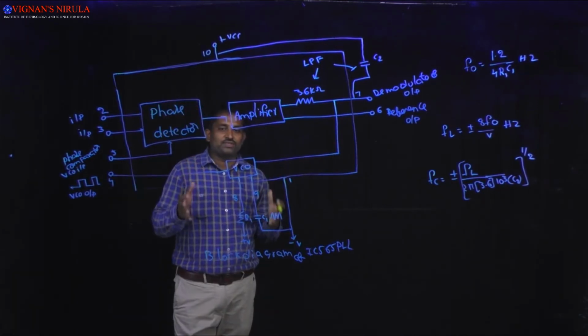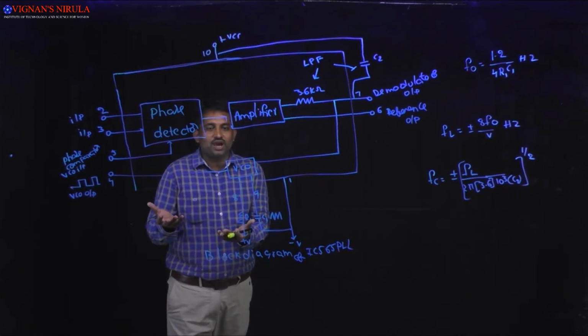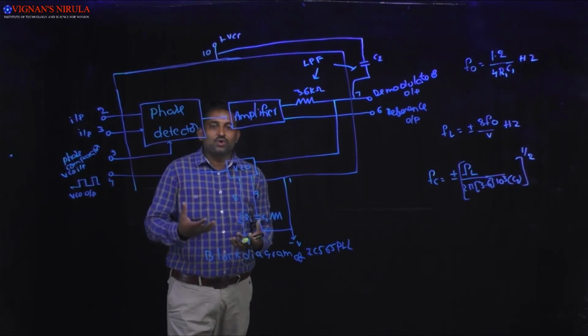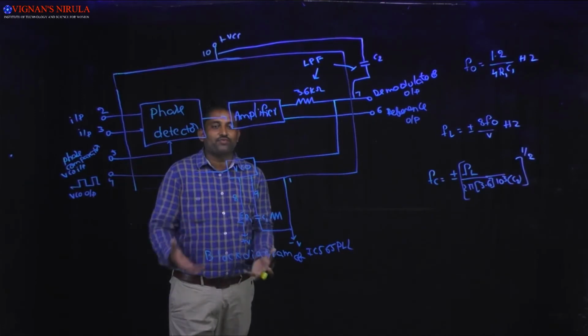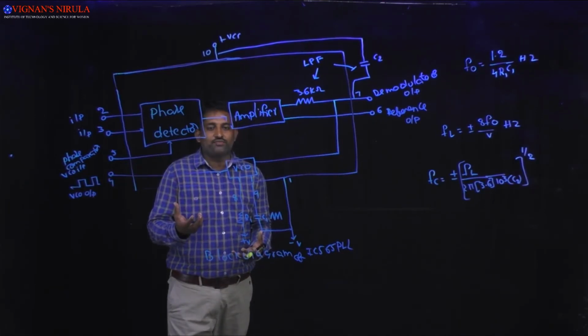Center frequency of the VCO will be used as the free running frequency of PLL. That's why what I am telling is, while you are going to calculate the free running frequency of PLL, it's enough to calculate the center frequency of VCO.